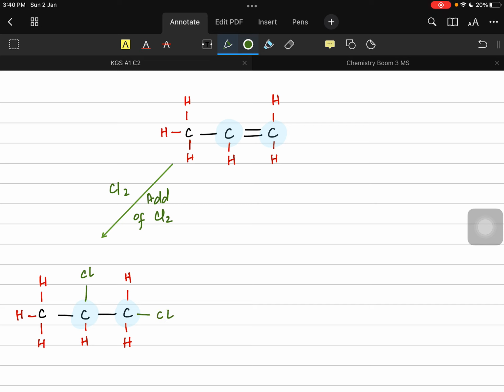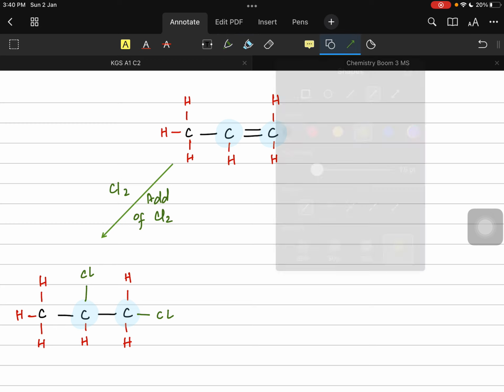It is totally okay for the chlorine atoms to come on these carbons in any direction. You can have one going in the upward direction, one going in the rightward direction. All that matters is that one chlorine is added to this carbon and the other chlorine is added to this carbon. It could be in any direction. You don't care about the direction. The only thing that you care about is that one chlorine is attached to carbon 1 and the other is attached to carbon number 2, the ones which had the double bond.